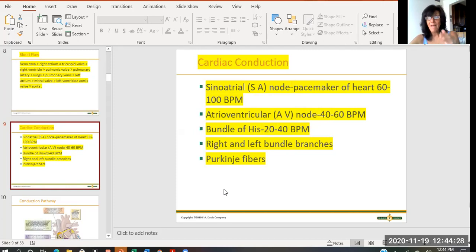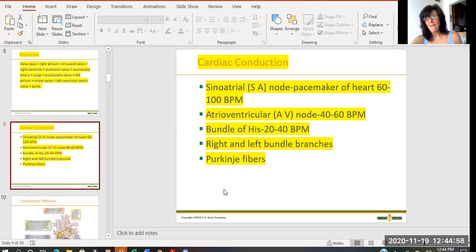If something should happen and that fails, the atrioventricular, or AV node, is in the middle between the top atria and the bottom ventricles. That's why it's called the atrioventricular node. So if the SA node doesn't work right, the AV node can kick in, but its system can only keep the heart beating at 40 to 60 beats a minute. But that's not bad. Vroom, lub dub. Vroom, lub dub, right? Keep you alive.